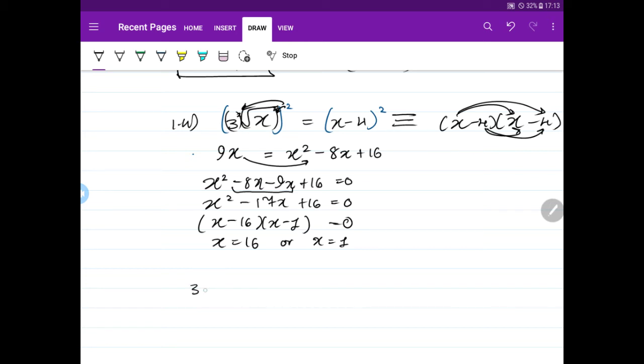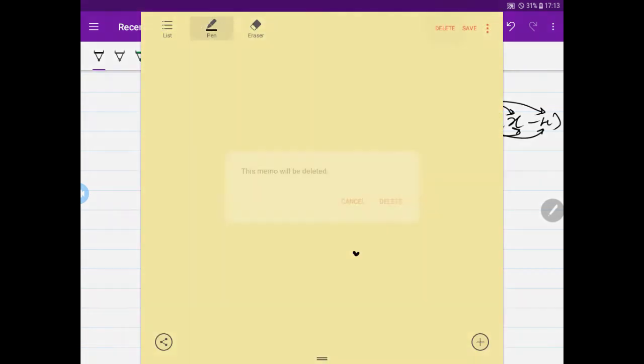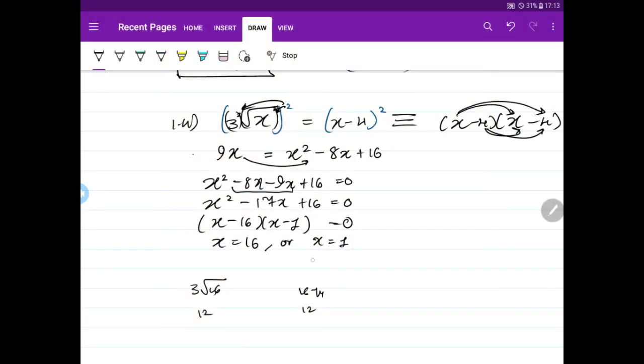Let's try the 16. So 3 times square root 16 is 3 times 4, which is 12. And 16 minus 4 is 12. So this checks out. We don't need to resubstitute the next one because we know it's not going to be the one that's valid. But let's just say that you chose to resubstitute the 1 first. So you get 3 times the root of 1, which is equal to 3 times 1, which is 3. And here we have 3 minus 4, which is minus 1.